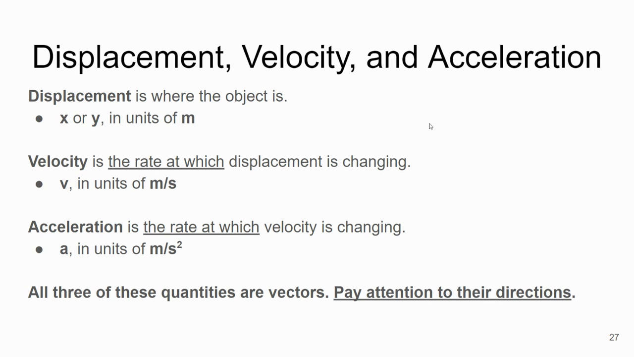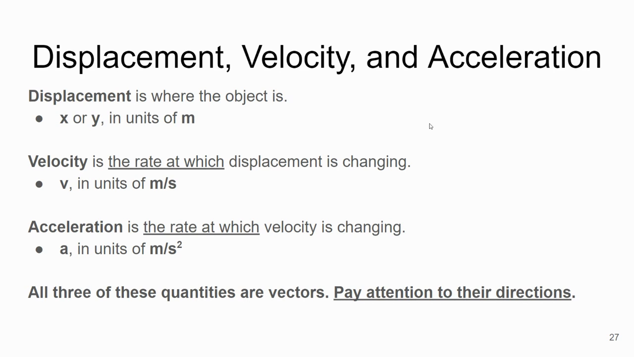So I skipped over these slides real quick. I'll do this one. It's just useful to see all of these things together and compare them. And maybe this might help build the idea in your head of what each of these things are. So displacement is where the object is. Its symbol will be X or Y, depending on if it's horizontal or vertical. And its units will be meters. So velocity is the rate with respect to time at which displacement is changing. So velocity is going to have the units of displacement divided by time. So meters divided by seconds, meters per second.